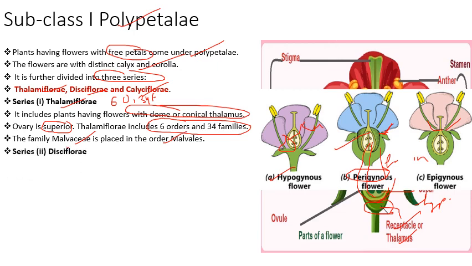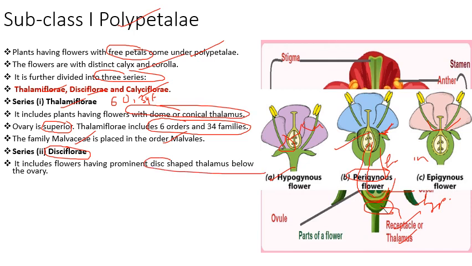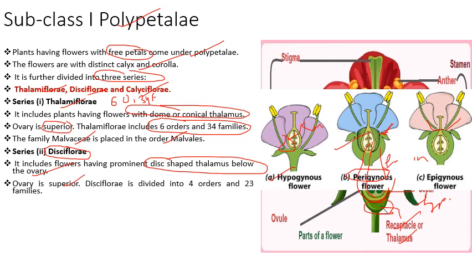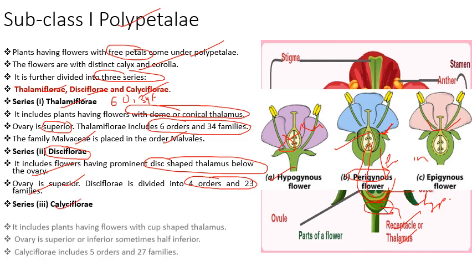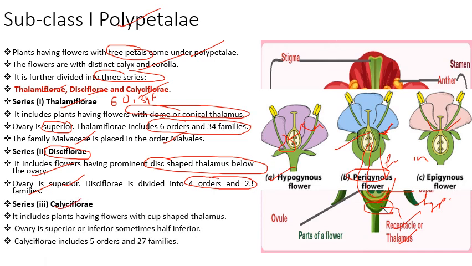Then next series is disciflory. It includes flowers having prominent disc-shaped thalamus below the ovary. इसमें जो thalamus होता है वो होता है disc-shaped. Ovary is superior. Disciflory is divided into 4 orders and 23 families. The next is third series, that is calciflory. It includes plants having flowers with cup-shaped thalamus.